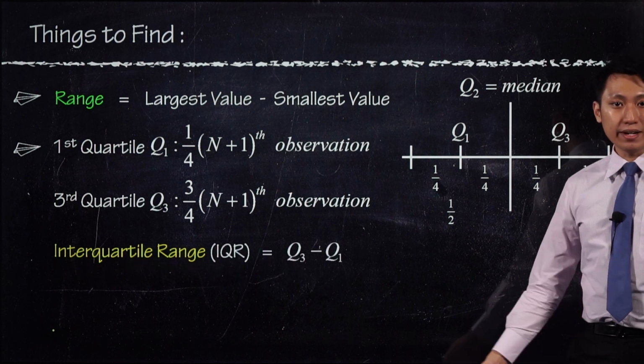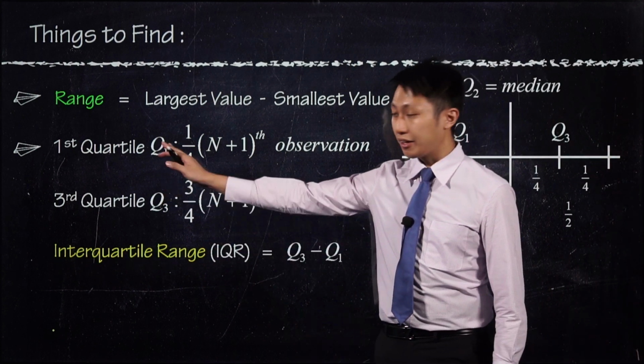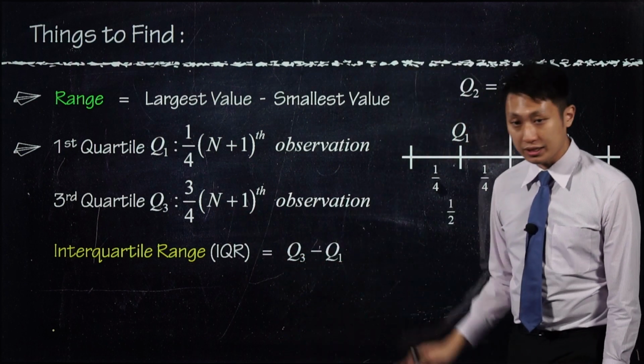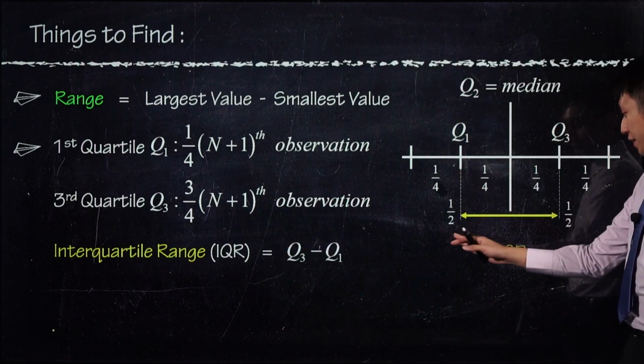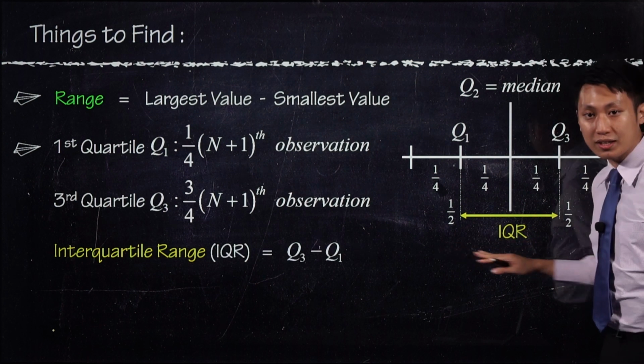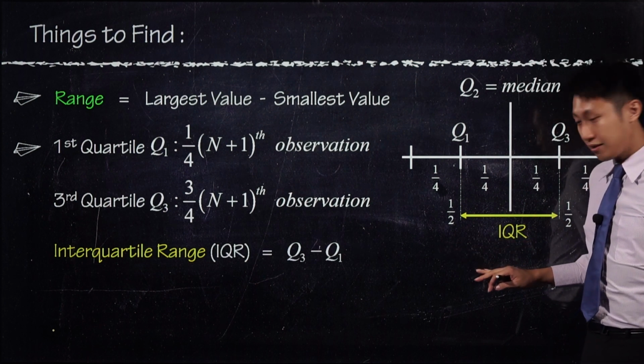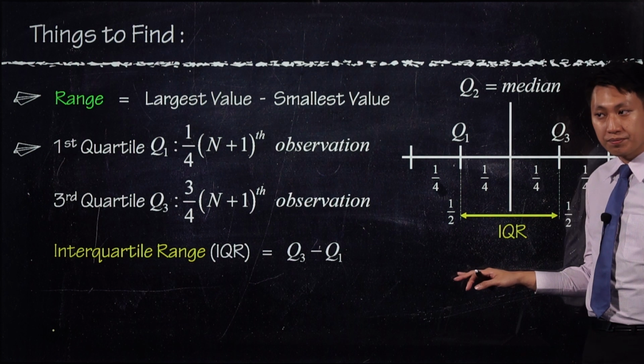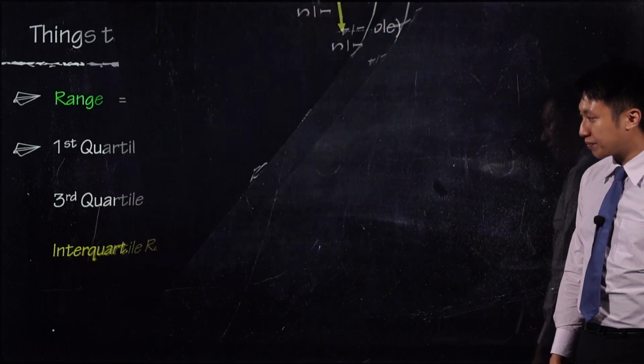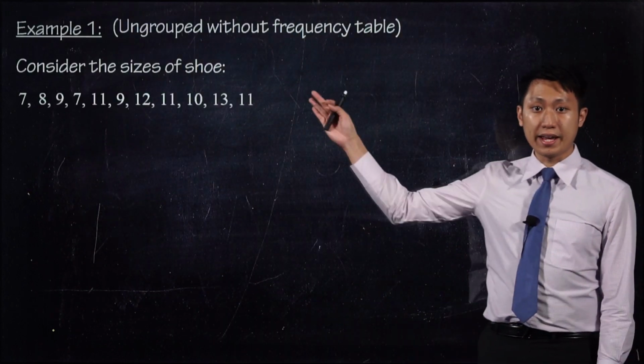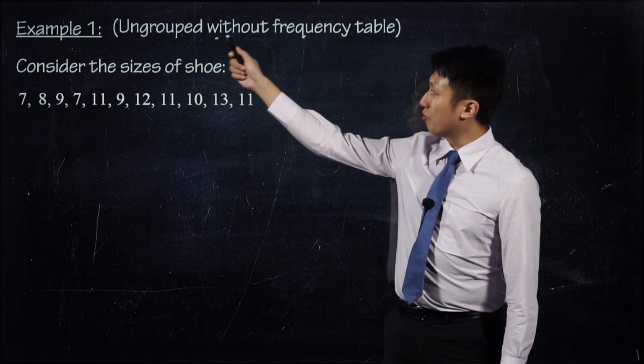Interquartile range. Very simple. As long as you find Q3 and Q1, you take Q3 minus Q1. So this one is the interquartile range. Okay, no problem. It's very simple for you. Next, let's look at an example without frequency table.